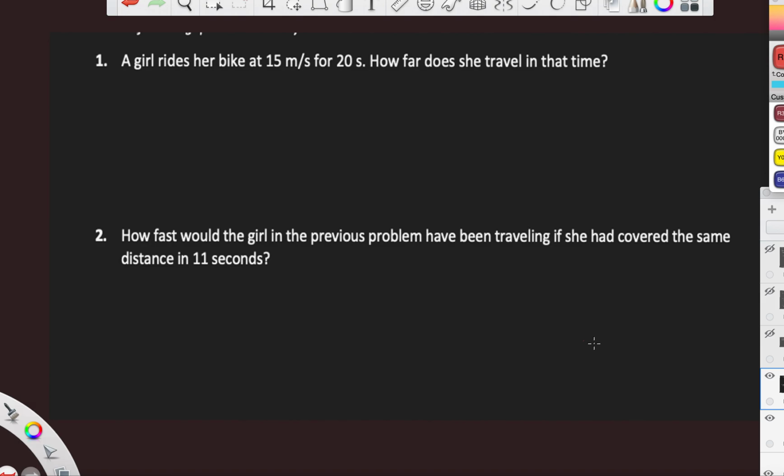We're going to go through the problem solving, and we've gone through some of this in class, but I want to take this time to solve these problems. Here we go. A girl rides her bike at 15 meters a second for 20 seconds. How far does she travel in that time? Obviously, this is super simple.